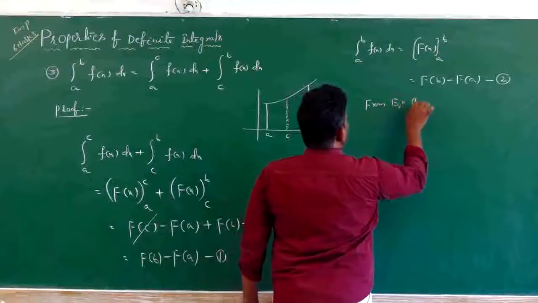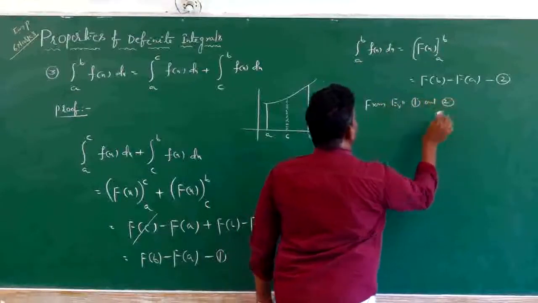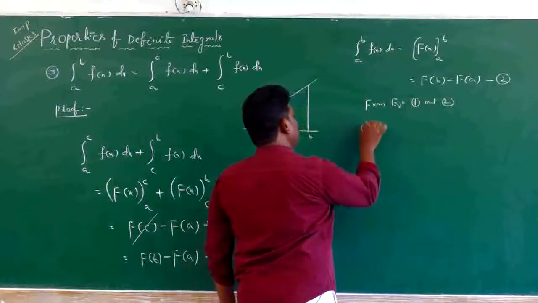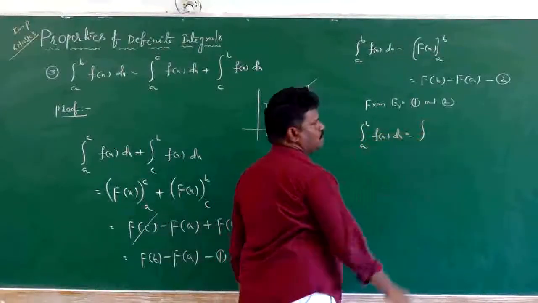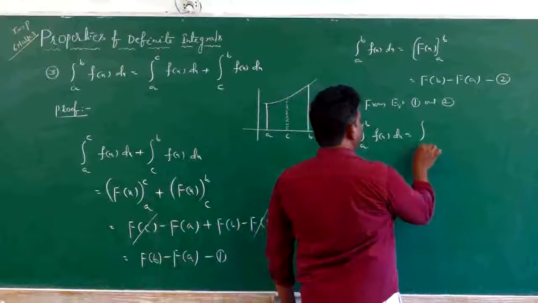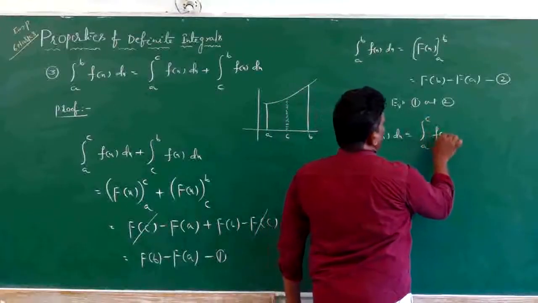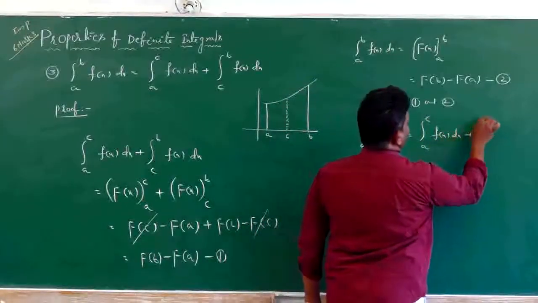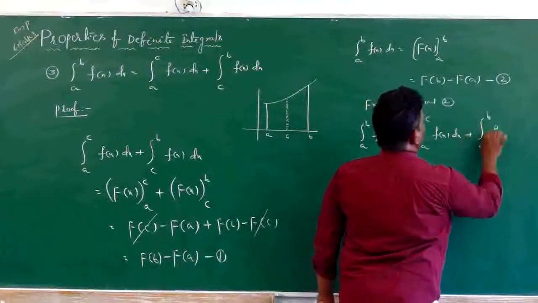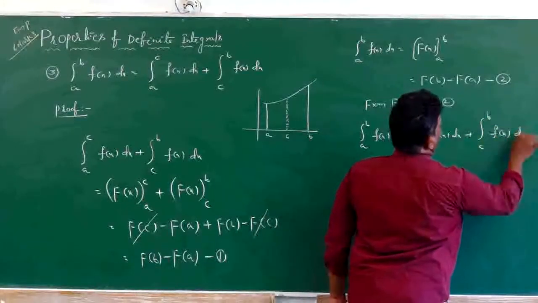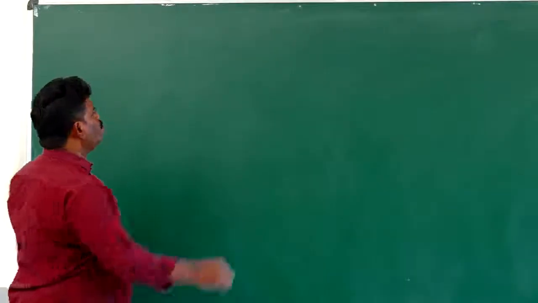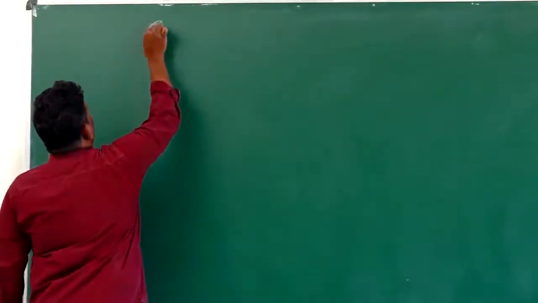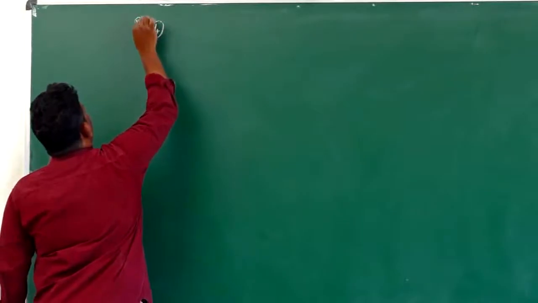From equations 1 and 2, integral a to b f of x dx is equal to integral a to c f of x dx plus integral c to b f of x dx. So this is the third property. Okay? Fourth property, important this one.